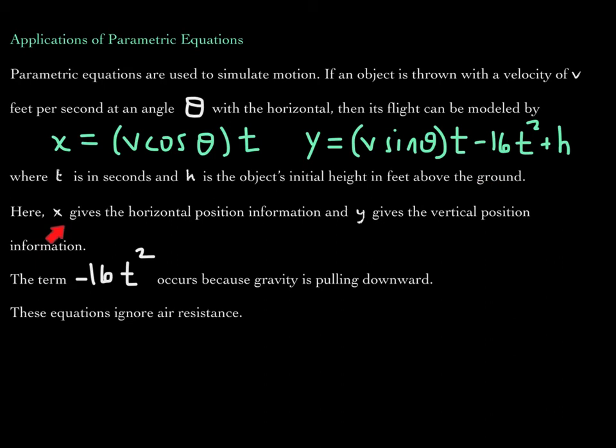Here, x gives the horizontal position information and y gives the vertical position information. The term negative 16t squared occurs because gravity is pulling downward, and these equations ignore air resistance. So we're going to use these two parametric equations when we are dealing with an application that is simulating motion. All right, here we go.